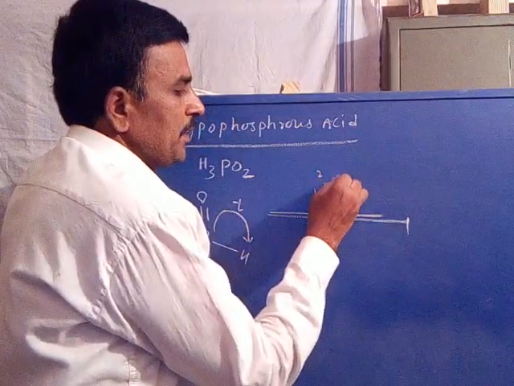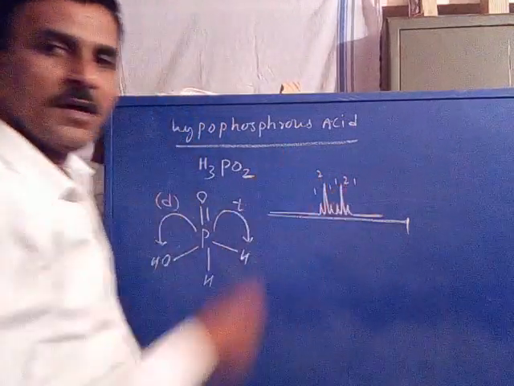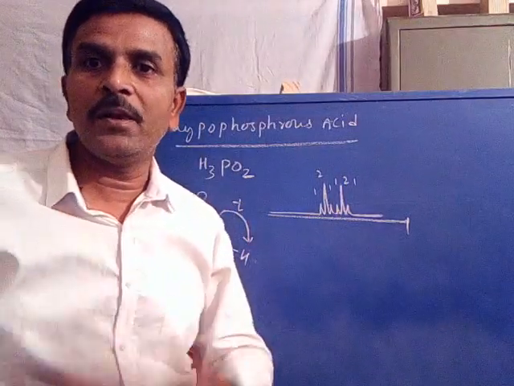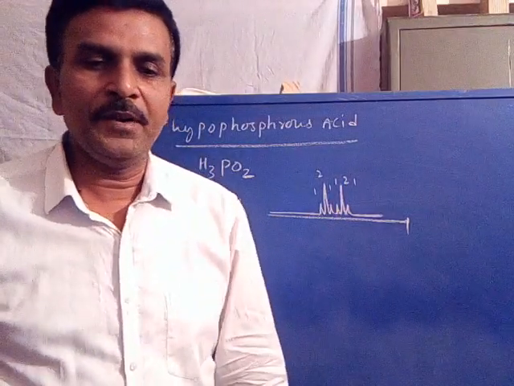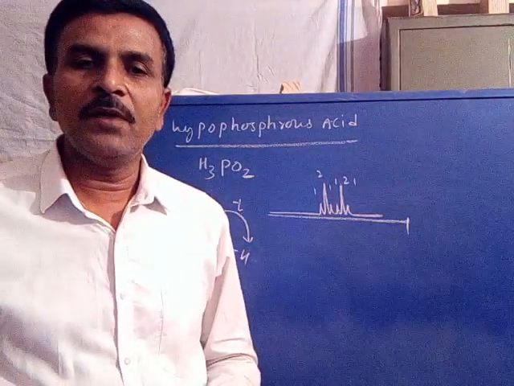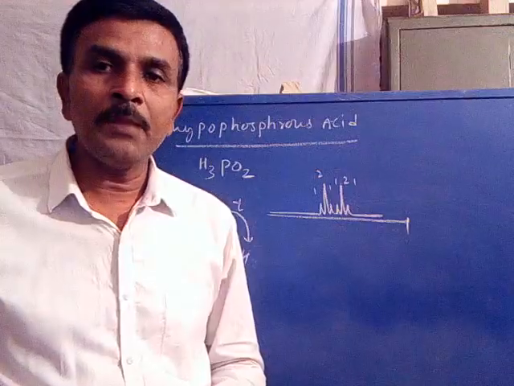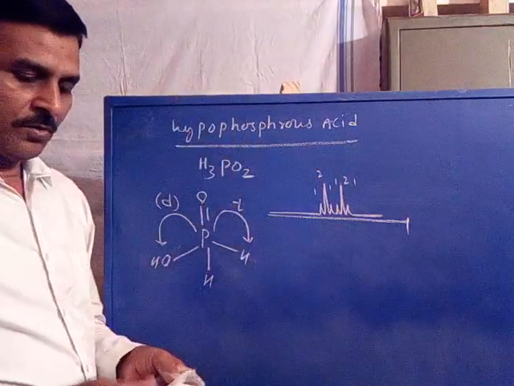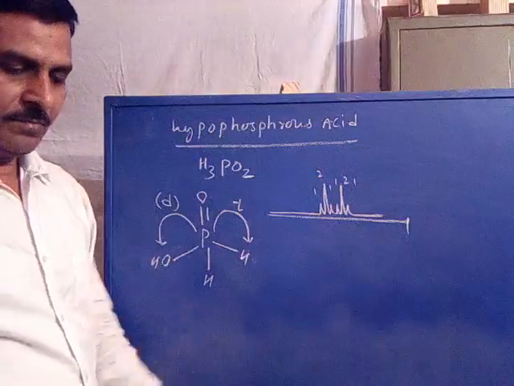1 is to 2 is to 1, 1 is to 2 is to 1. Altogether it is one signal, but the multiplicity is a doublet of triplet. Is it clear? So this is the phosphorus NMR spectrum for hypophosphorus acid. Next example. Now we will go for the other example.